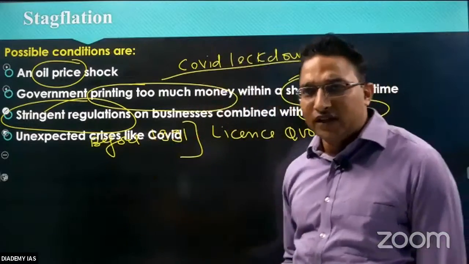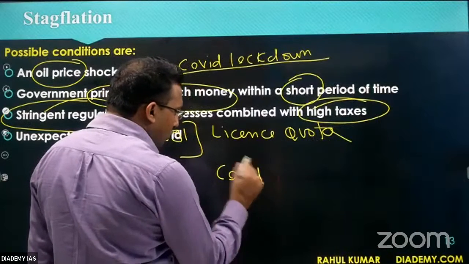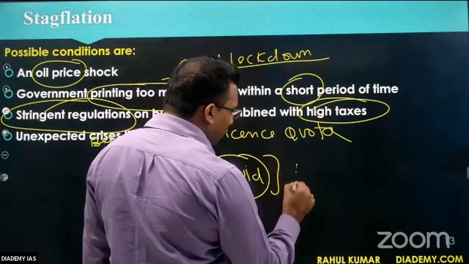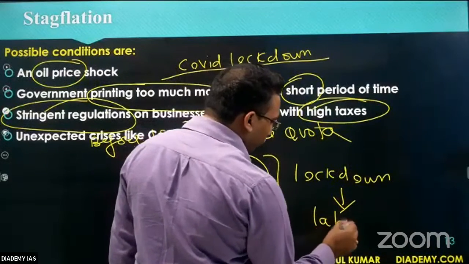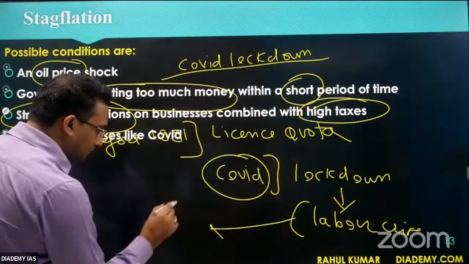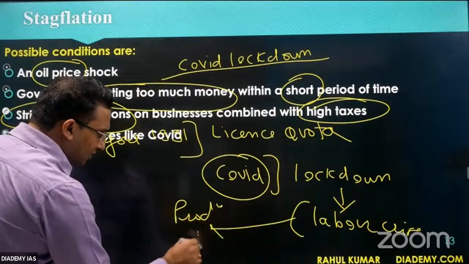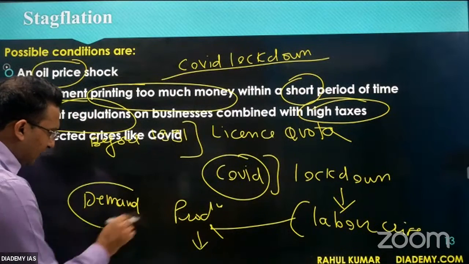COVID के time पे भी क्या होता है? What is happening in the COVID? In the COVID, there is lockdown, and because of the lockdown, the labor is actually moving to their hometown, and there is a labor crisis. So because of labor crisis, the production is actually coming down, but the demand cannot come down beyond a level, because people will need the goods and services.